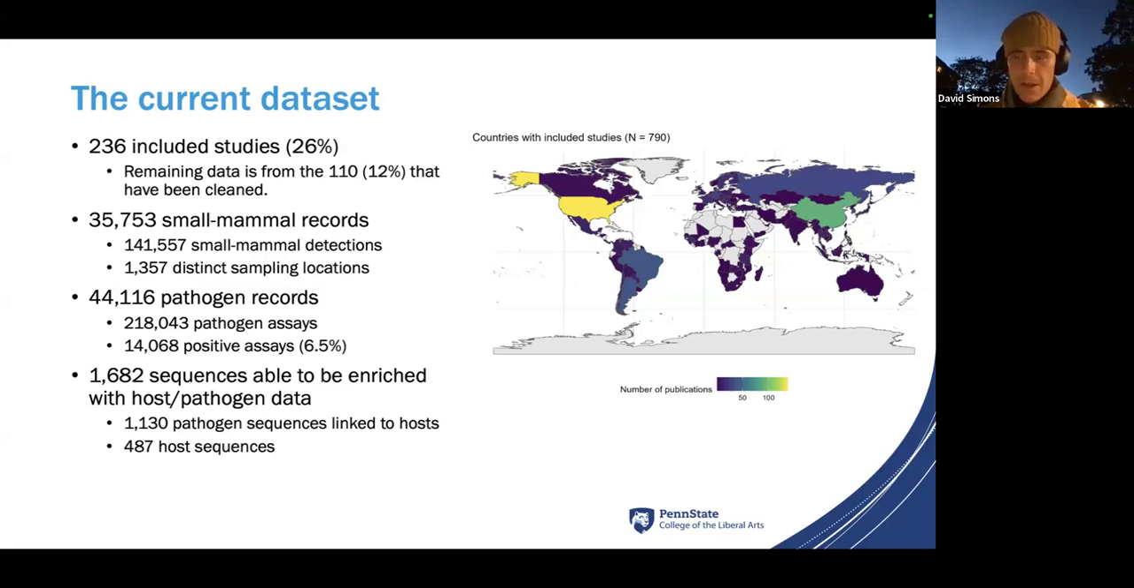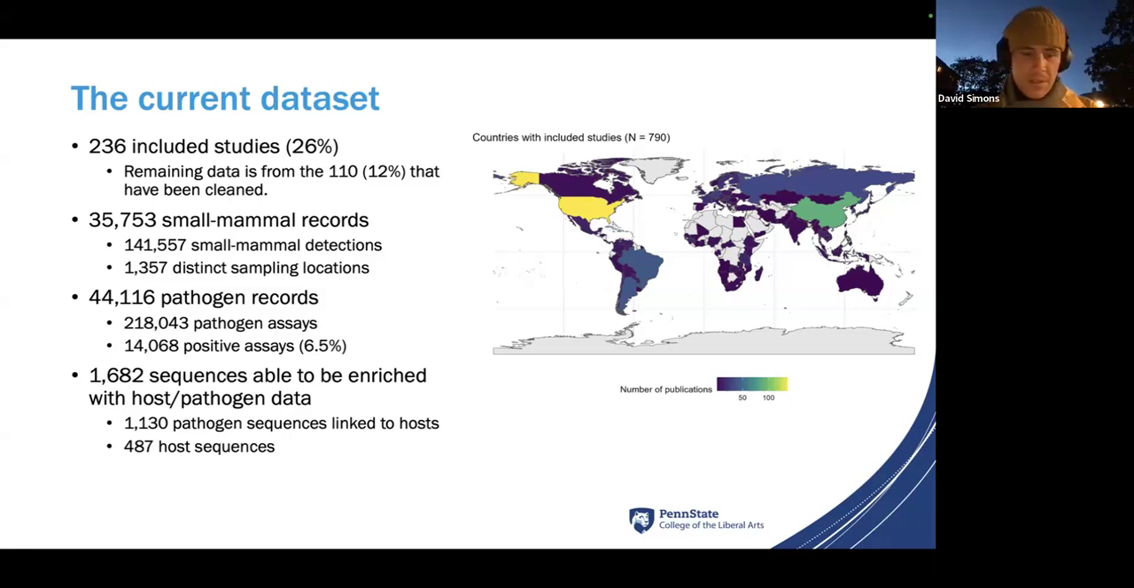And again, some of those are going to be capture mark recapture. So again, they don't quite relate to specific individuals, but the majority of them are individual rodents that have been killed after sampling. And that comes from around 1,400 distinct sampling locations, which go from any resolution of like a specific trap or a specific grid square, all the way through to sampling across the country could be counted as one location, depending on how it's been reported in the publication.